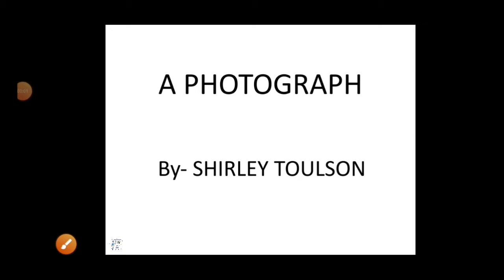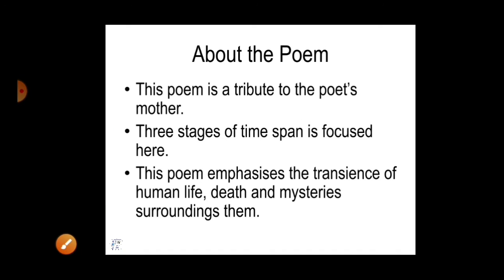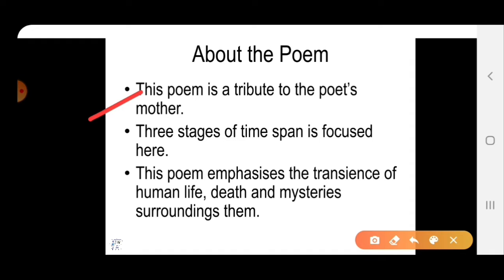The poem A Photograph is written by Shirley Tolson. Shirley Tolson was a highly regarded poet and an innovative writer. She had a huge passion for writing and was greatly influenced by her father, who was a writer too. Now we will see what is given in this poem, A Photograph. Actually, this poem is a tribute to the poet's mother. Three stages of time span are focused here. This poem emphasizes the transience of human life, death and the mysteries surrounding them. Transience means a very short state of something.